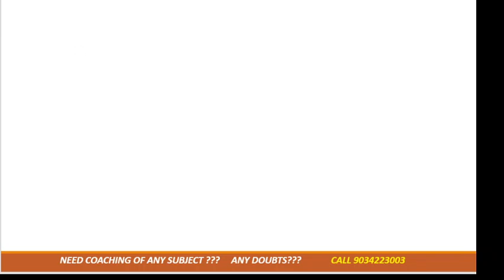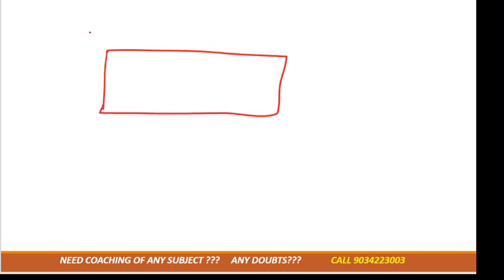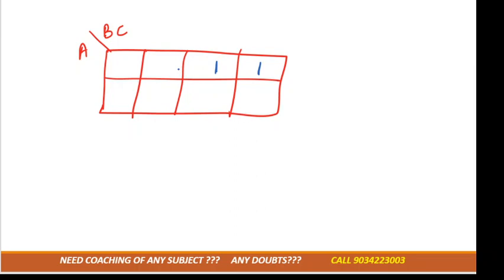Now I'll teach you how to do pairing. Suppose for starting I have taken three variables, like this is A, B, C. Again, in three variables, how many boxes are there? 8 boxes are there. Suppose there is a 1 here and we have to do pairing for this one. This is A bar, this is B bar C bar, B bar C, B C, and B C bar. Do you know how to do pairing?